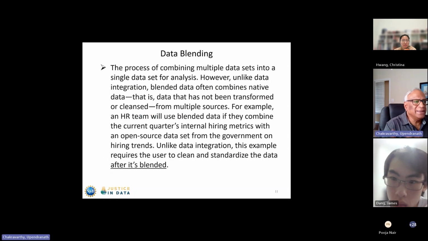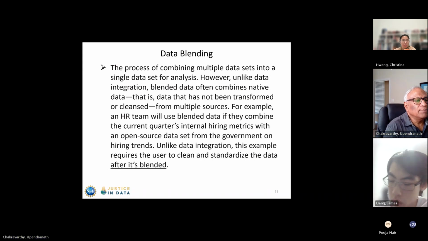Data blending is similar but slightly different: the process of combining multiple data sets into a single data set for now. However, unlike data integration, blended data often combines native data, that is data that has not been transformed or cleansed, from multiple sources.